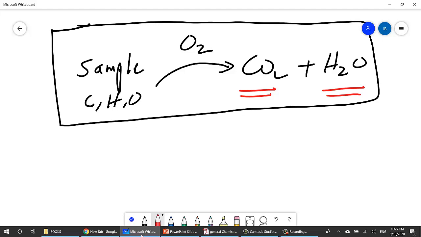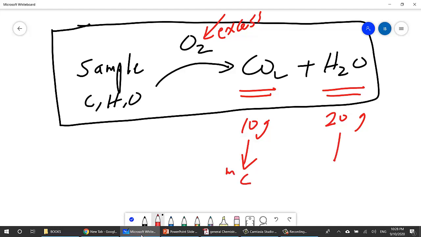There is a problem with the oxygen because you are putting in excess oxygen anyway. So it's very difficult to deal with oxygen. But we can at least know how much carbon we have. Let's say here I'm forming, let's say, 10 grams of CO2. And let's say I'm forming 20 grams of H2O. From that, I can determine how much carbon I have in terms of mass. Okay, I can find how much mass of hydrogen I have.